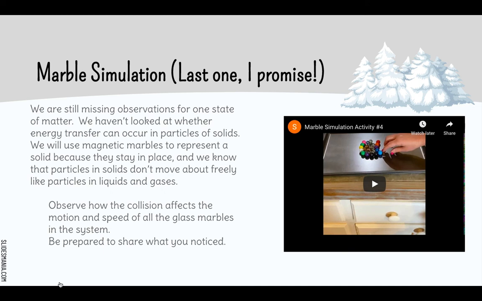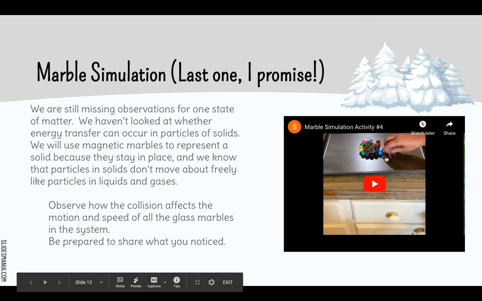So, in this video, we use magnetic marbles to represent a solid because they will stay in place. And we know that particles in solids don't move around freely like particles in a liquid or in a gas. As I play this video, and I'll only play it once this time, you're only looking for one thing. Observe how the collision affects the motion and speed of all of the glass marbles in the system. So those are the marbles here inside, these colorful marbles. Be prepared to share what you noticed.